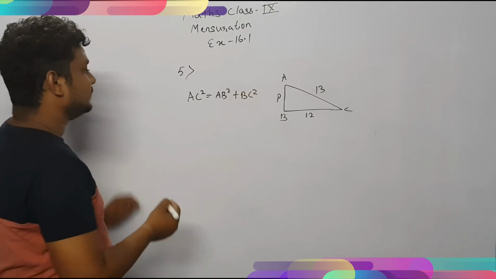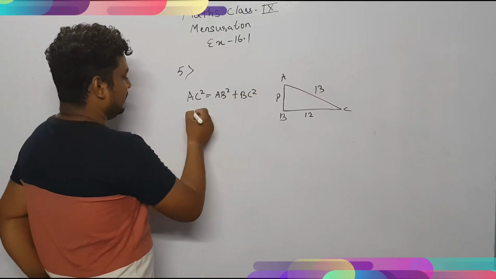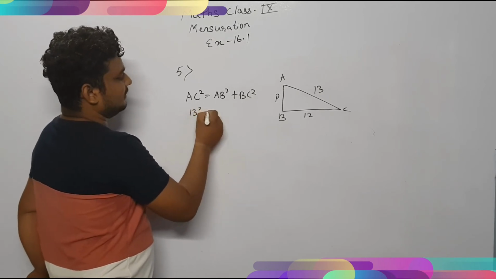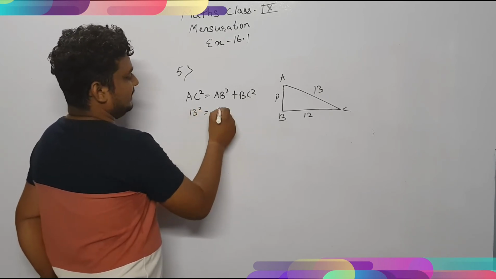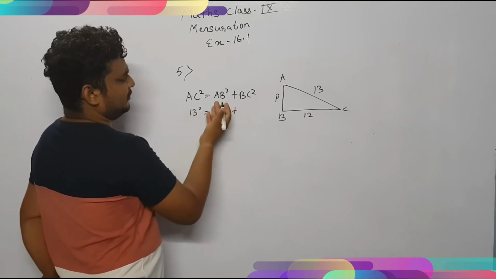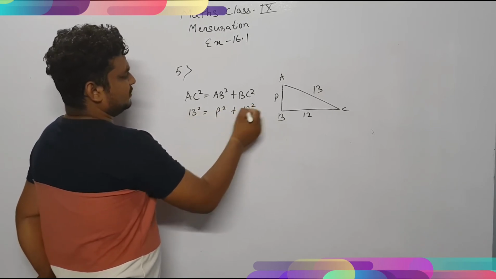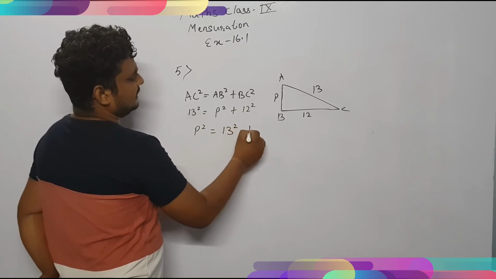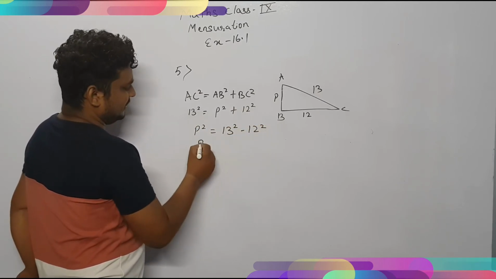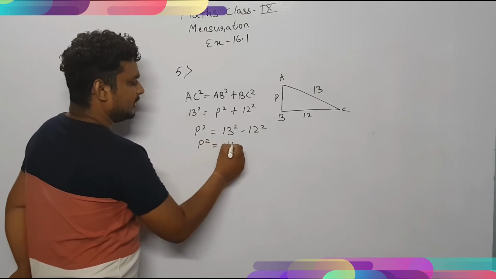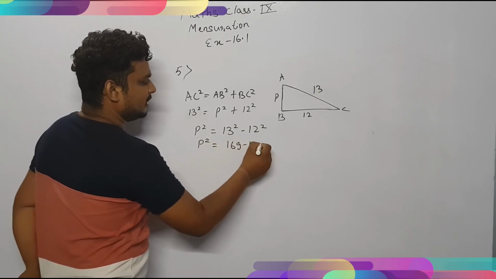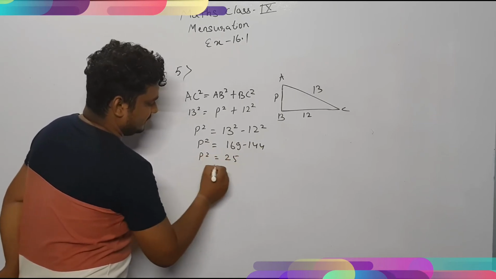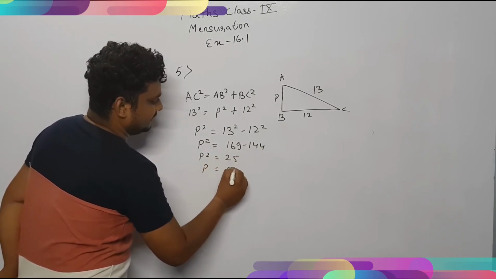So what is AC over here? We know that AC equals 13. So 13 square equals, what is AB? AB equals P square we have taken. Further, P square equals 13 square minus 12 square. Clear? P square equals 169 minus 144. So P square equals 25, then P equals 5.